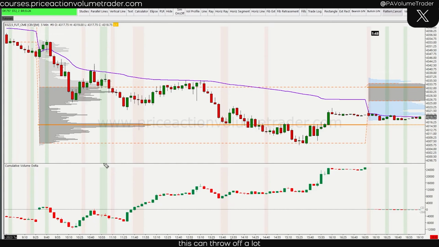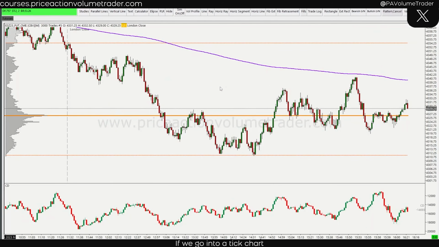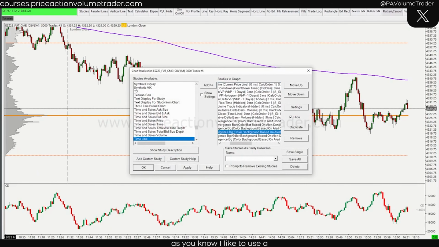But again, this can throw off a lot of false signals, so you do not want to just trade blindly off of any of this divergence signals. If we go into a tick chart, as you know, I like to use a 3000 tick chart and a 5-minute chart when I do my day trading on the S&P 500.